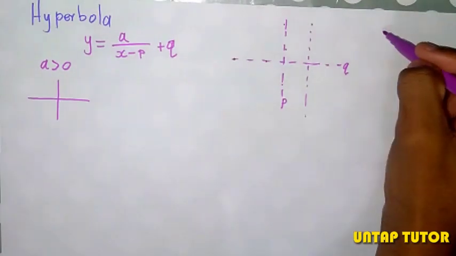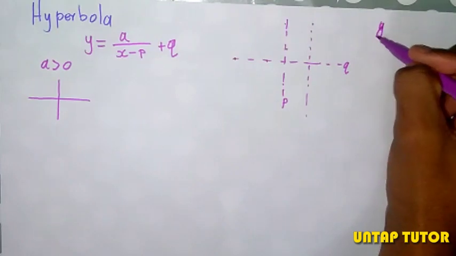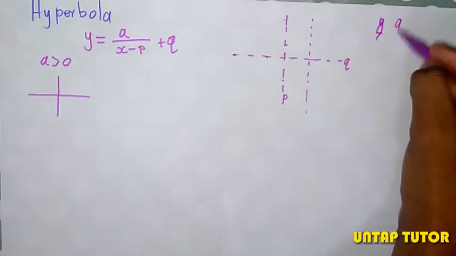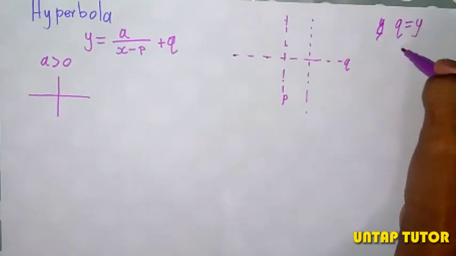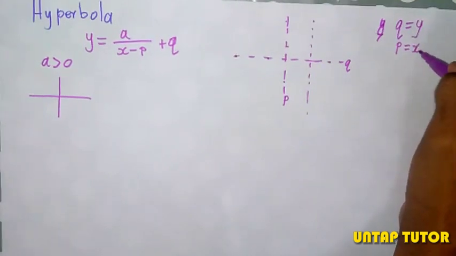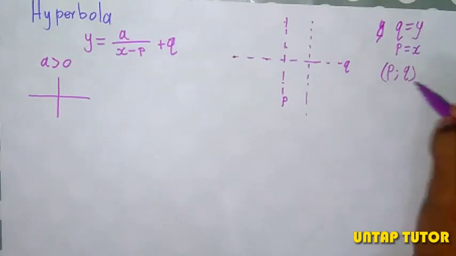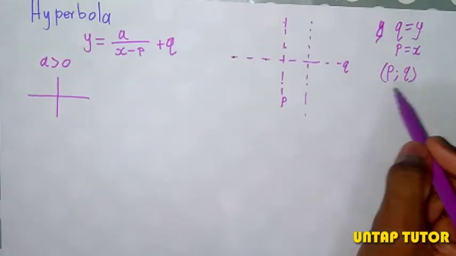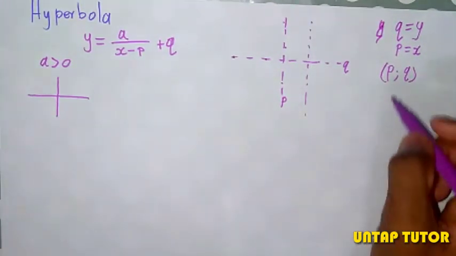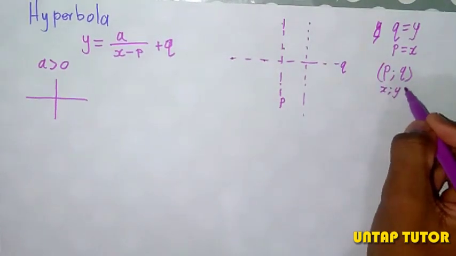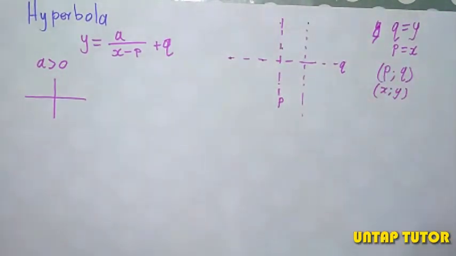So q operates in terms of y, and p operates in terms of x. So we might as well just write this: p is to q, as x is to y. This is important, keep it in mind. It's going to help us later when we're doing the axis of symmetry. So those are our asymptotes.